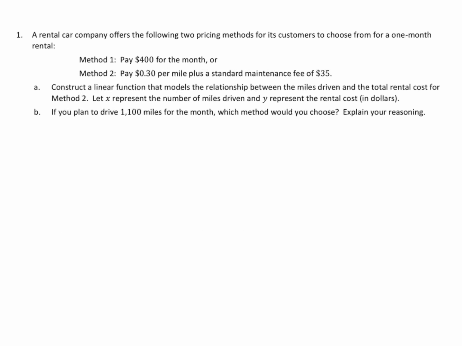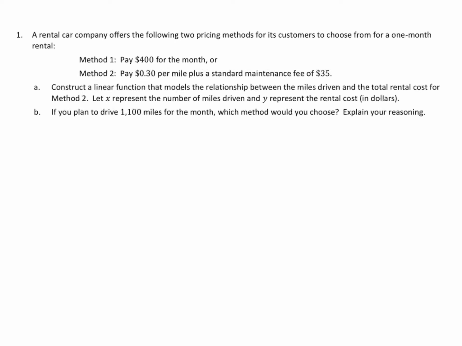A rental car company offers the following two pricing methods for its customers to choose from for a 1-month rental. Method 1 is $400 for the month, and Method 2 is 30 cents per mile plus the maintenance fee of $35 a month.